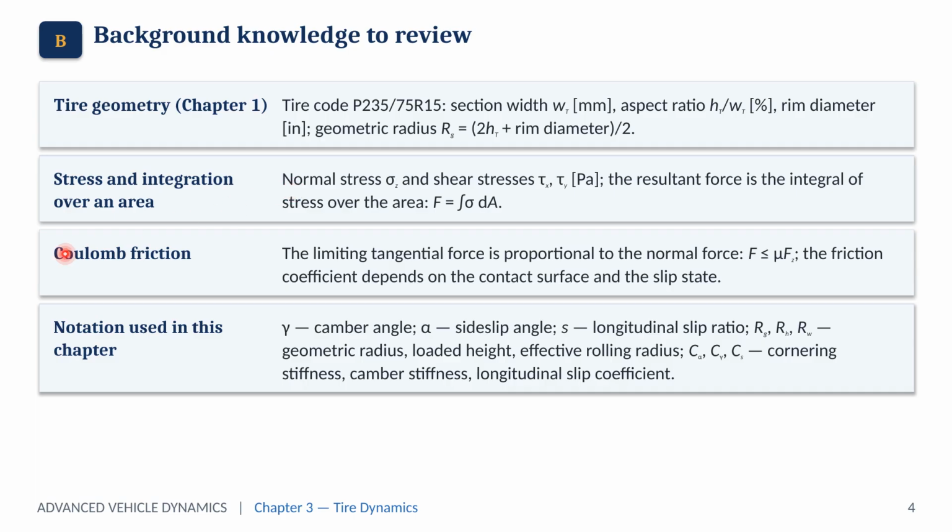Finally, the notation used throughout the chapter. Gamma is camber angle, alpha is sideslip angle, S is longitudinal slip ratio. Rg, Rh, and Rw are the geometric radius, the loaded height, and the effective rolling radius. And C alpha, C gamma, and Cs are the cornering stiffness, the camber stiffness, and the longitudinal slip coefficient.